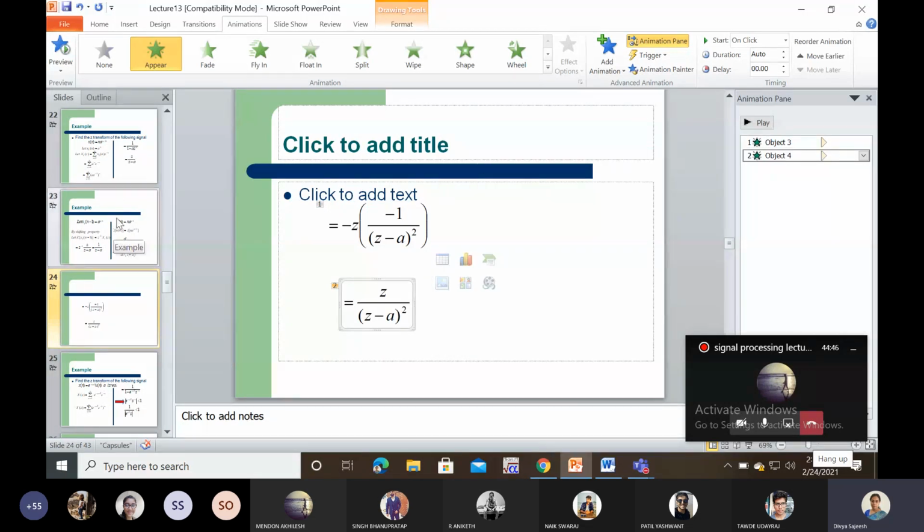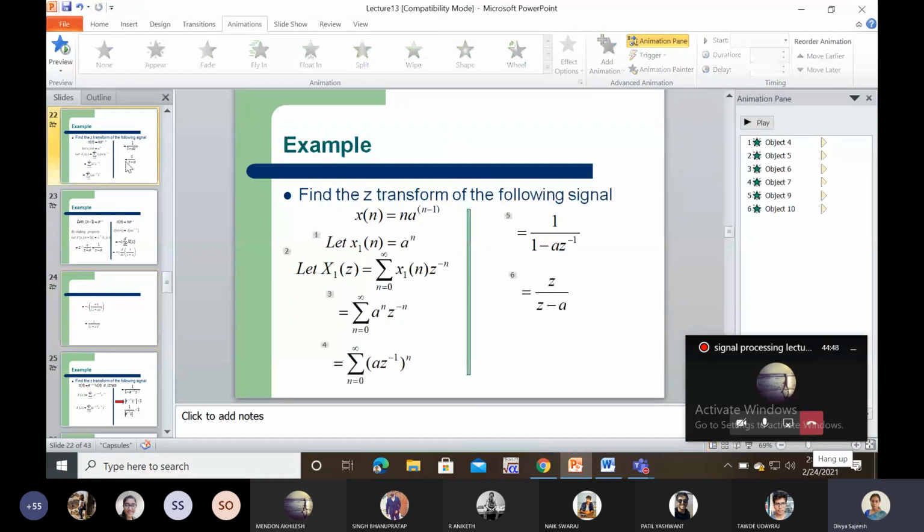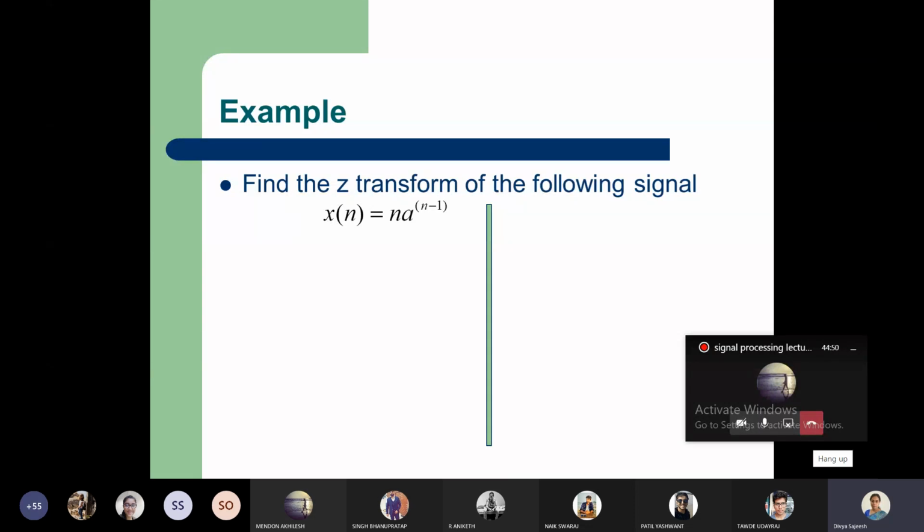Okay, so once again we will see that x of n is equal to n into a raised to n minus 1. So here the shifting of the signal is also there. It is shifted by 1 unit and there is a multiplication by n also. So two properties of the Z transform can be applied here, that is the shifted signal property, and the multiplication of the signal is differentiation in the Z domain.